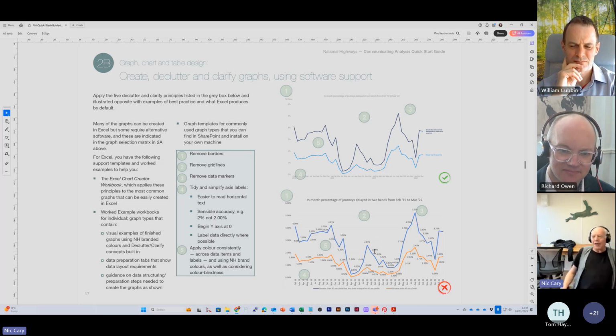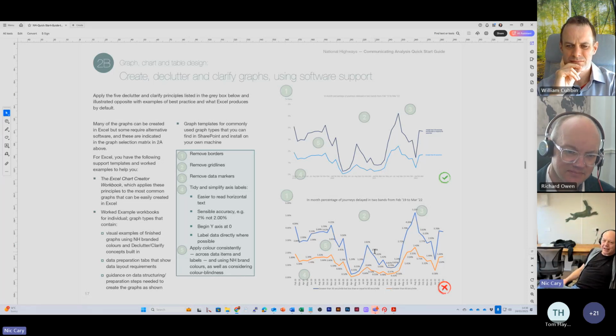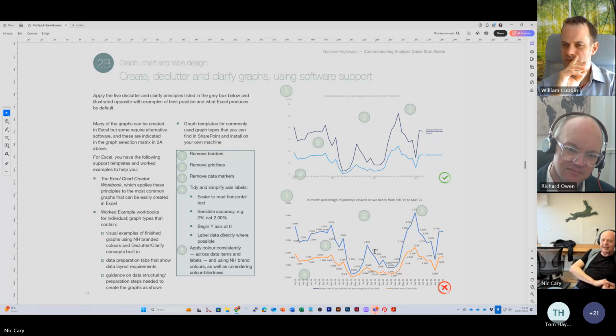But up there and quite close to that is the organization's corporate identity. So the colors that the organization uses, one should be guided by. So one then looks within that for the most accessible colors and applies those. And that's exactly the rule we follow with National Highways.